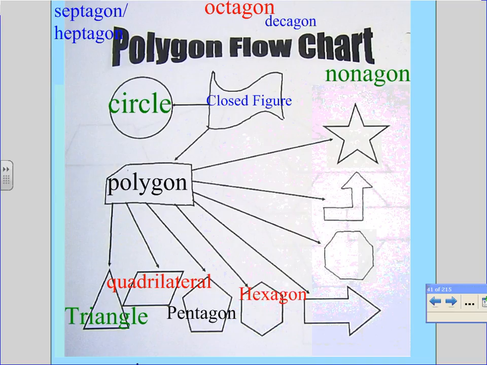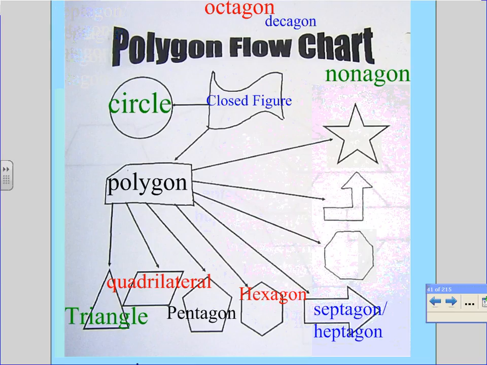Okay, how about something that has 7 sides? Amberly. Good, heptagon. And I wrote on there septagon, heptagon, because last year some people used the word septagon instead of heptagon. Either one is fine with me. Okay, what about above that? This is supposed to be 8 sides. It doesn't look very nice, but Grace? Good, octagon.